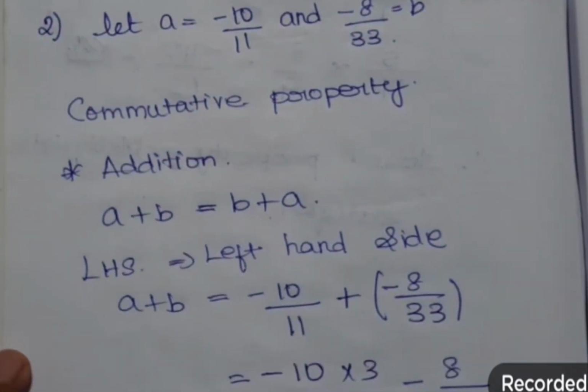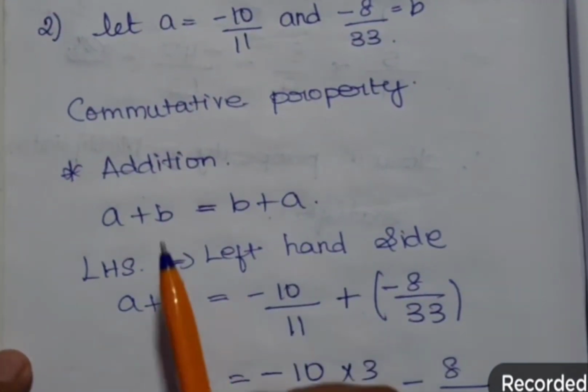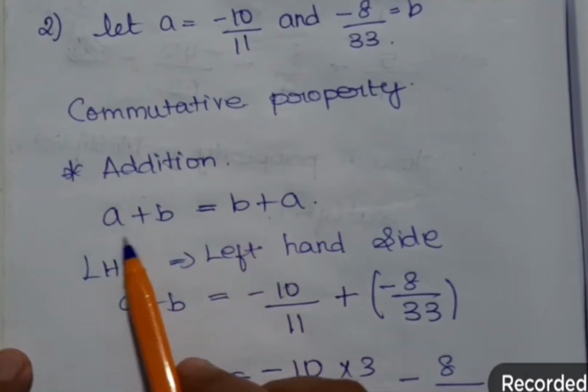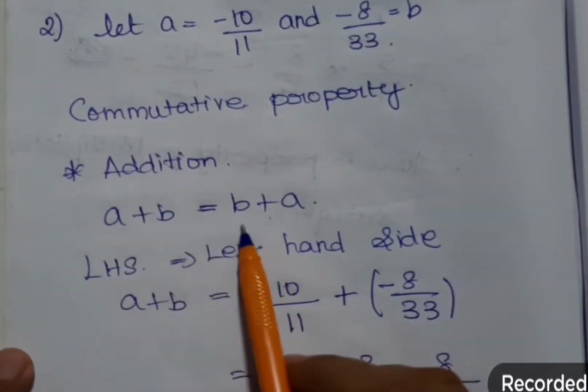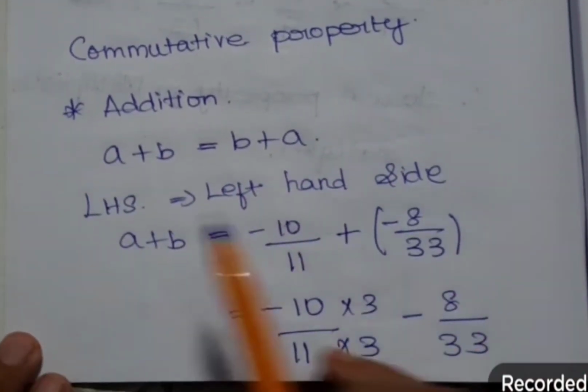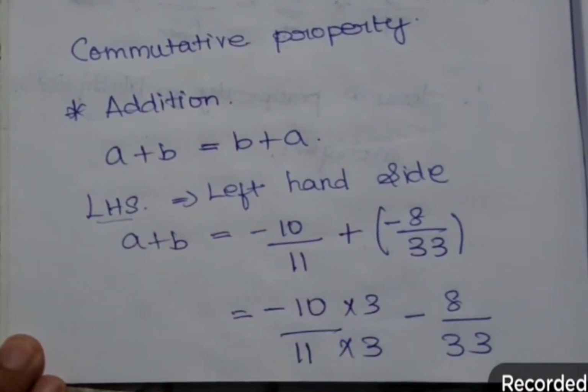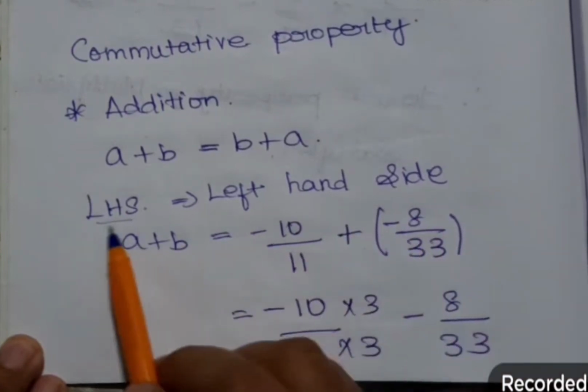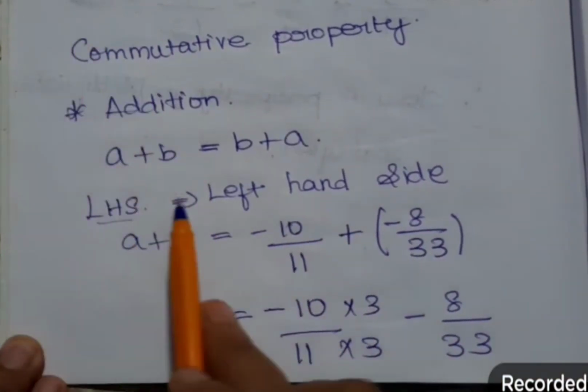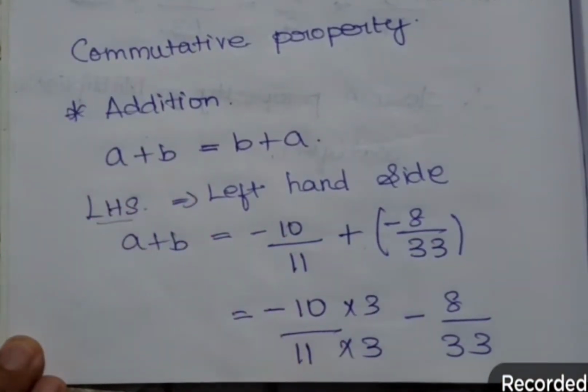First you write the heading, because they are given the heading: commutative properties, and in that first you have to do the addition. Addition rule is a plus b is equal to b plus a. Left hand side we will do first, that is LHS, the short form for left hand side. No need to mention left hand side, just mention LHS alone. Expression, you just write a plus b. Right side we can do afterwards. First we can solve the left hand side.